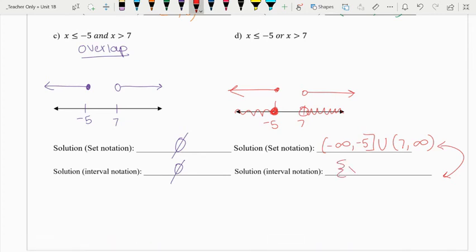And then for set notation, we would have x such that, and then we write our two inequalities. x is less than -5, union, x is greater than 7.